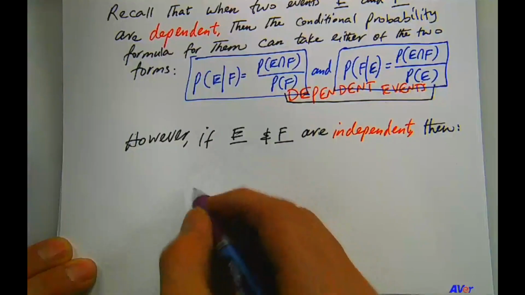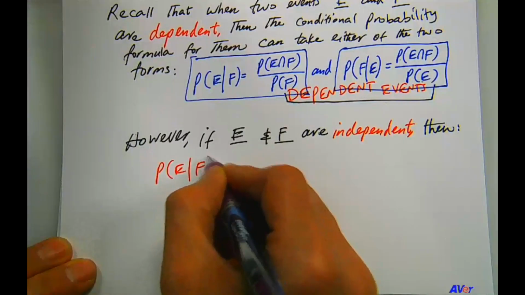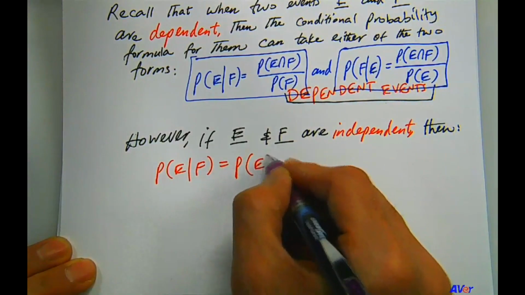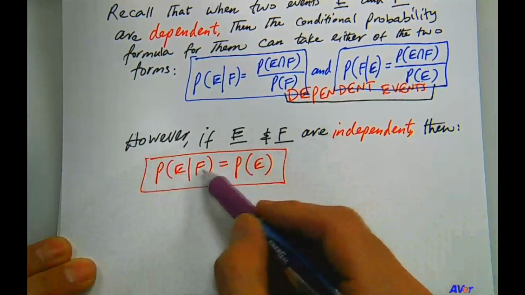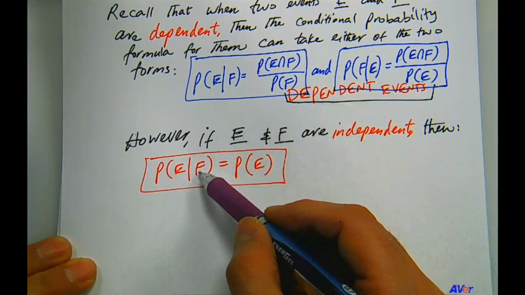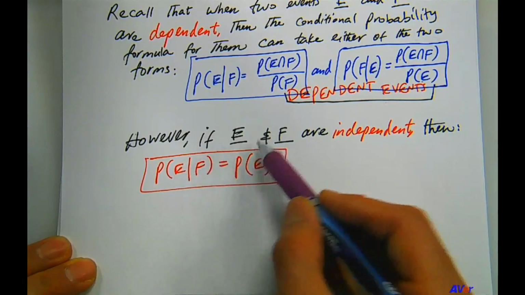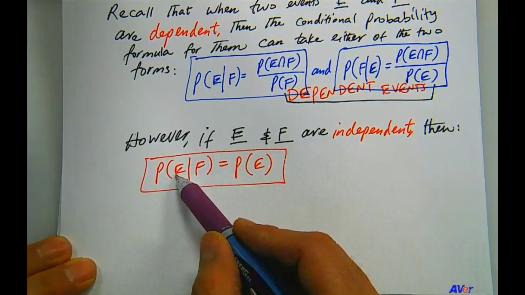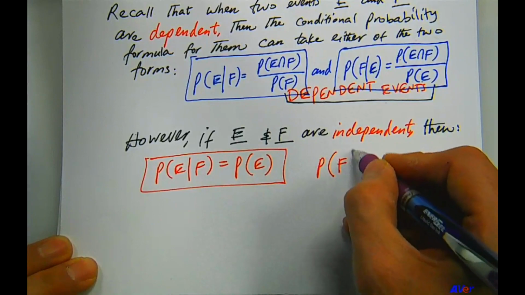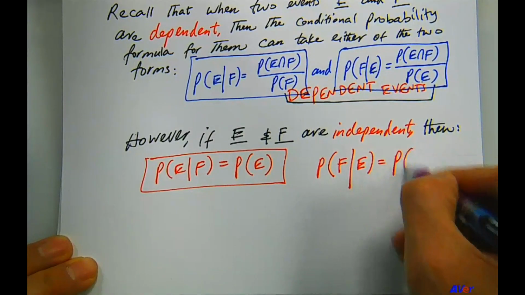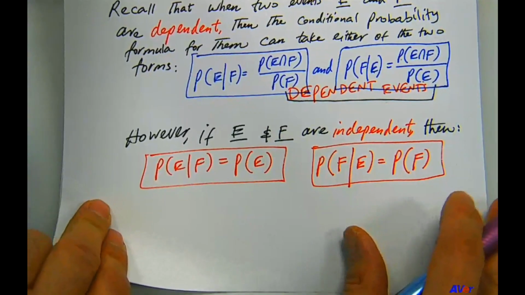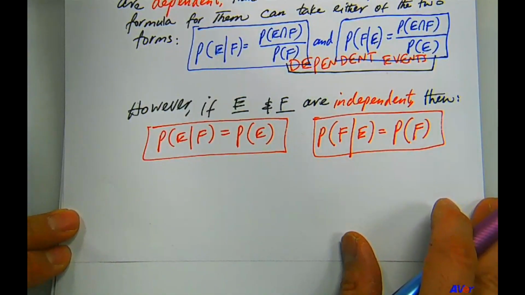If E and F are independent, then probability of E given F, for events that have absolutely nothing to do with each other, is equal to probability of E. Because E and F have nothing to do with each other. E may have something to do with another event, but it has nothing to do with F. So probability of E given F, if E and F are independent, is equal to probability of E, whatever it is. By the same token, probability of F given E is equal to probability of F.